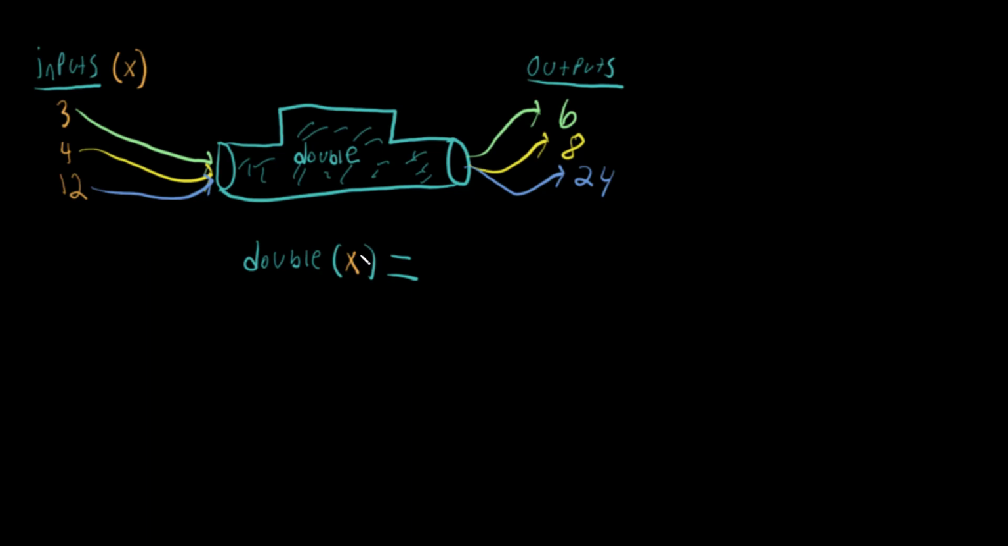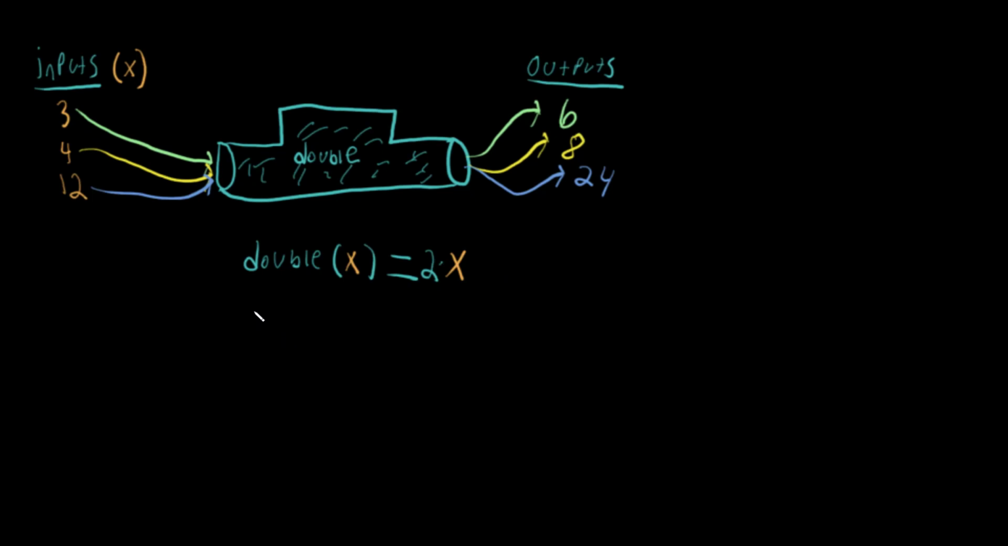Well, how do you double a number? You take that number, whatever it is, and in order to double it, you just multiply it by 2. So that's pretty simple. This is double of x. So how do we say what we did here? We'll say double of x equals 2 times x. So double of 3 equals 6 is how we say that.